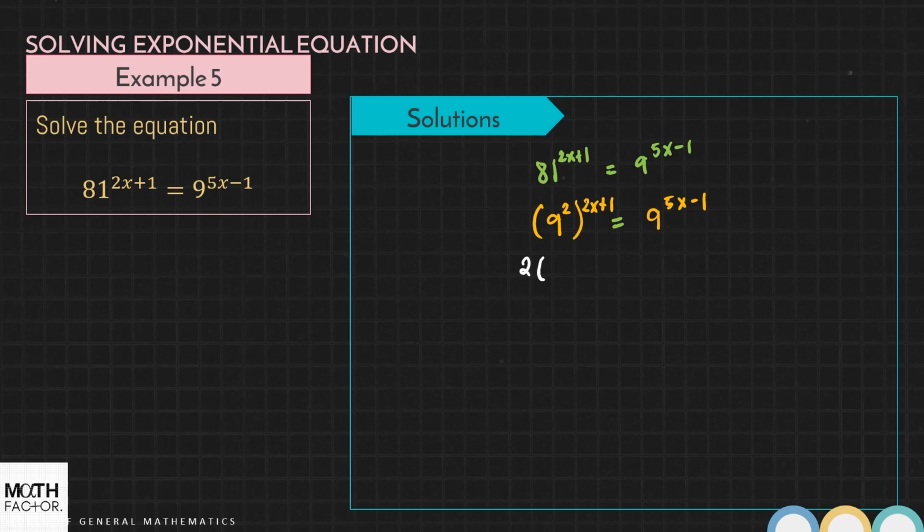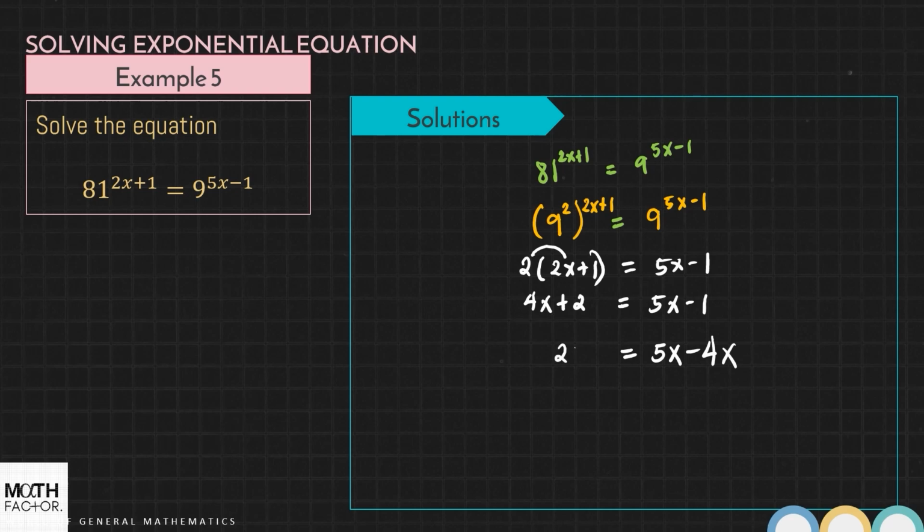So 2 times 2x plus 1 is equal to 5x minus 1. Let us simplify, distributive property: 4x plus 2 is equal to 5x minus 1. Since mas bigger naman yung numerical coefficient dito ng x, dito na lang natin ilipat. So, 5x, lipat natin to, negative 4x. You have here 2, positive 2. Then negative 1, it will become plus 1 here. So let us simplify. 3 is equal to x.